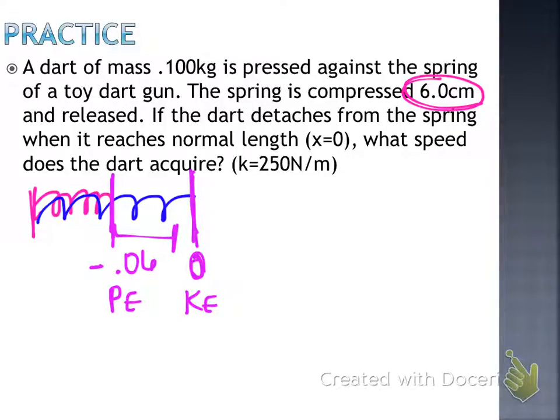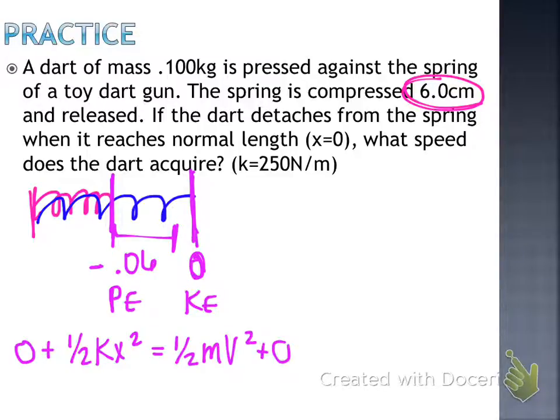Okay, so when we set up our equation, we'd say 0 plus 1/2 kx squared equals 1/2 mv squared plus 0. Okay, are we clear with why that is the case? As it's compressed, that dart's not moving, right? It's being held at 6 centimeters compressed. As the spring releases, that dart's going to release when we no longer have any potential energy. Okay, they told us k was 250. This is negative 0.06.